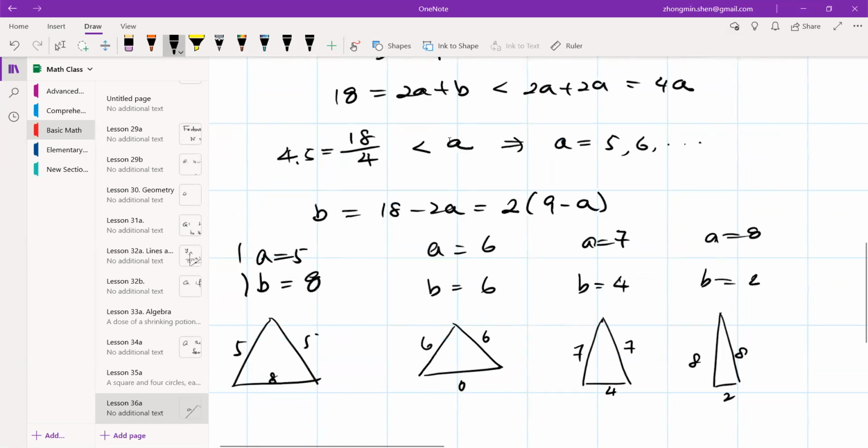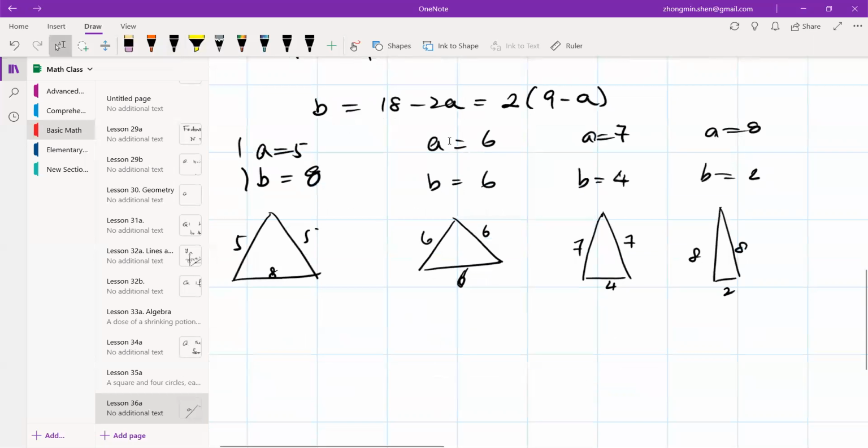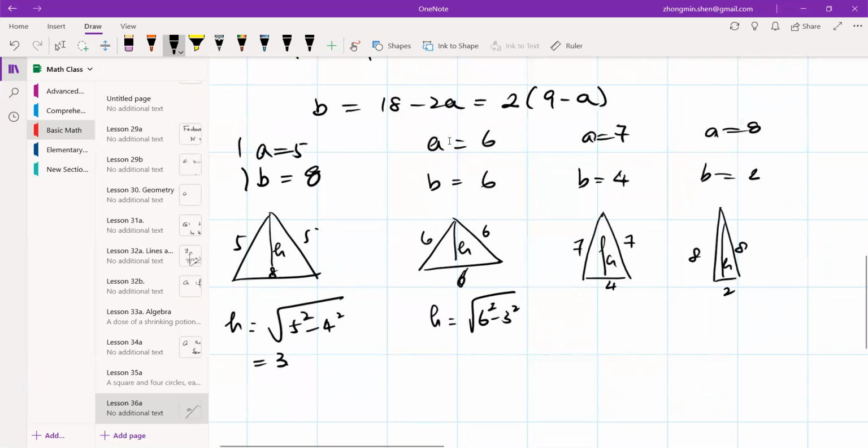So you have to calculate. Okay. By the Pythagorean theorem, if this is h here, let's calculate h, the height of each triangle. h is going to be the square root of 5 squared minus 4 squared, and this is going to be 3, a clear integer. And this h will be the square root of 6 squared minus 3 squared, okay?